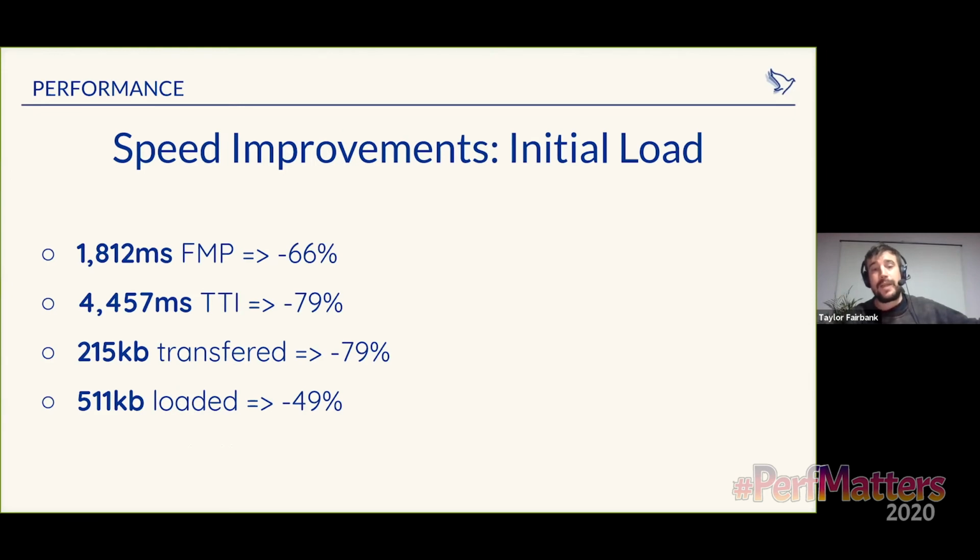And the results are fantastic. On the initial load, we're hitting our goals. We are under 2 seconds for the first meaningful paint. That's a 66% reduction in time. And then the time to interactive is under 5 seconds, which is a 79% improvement. We just cut out, basically, if you don't need it, don't send it down the line, right? So we cut out a lot of data. It only had to transfer 215 kilobytes. And then it loaded 511. That's after it gets uncompressed. So the compression helped cut down 50% of the amount of data that we had to transfer there.